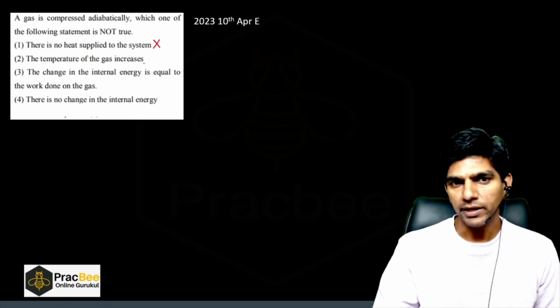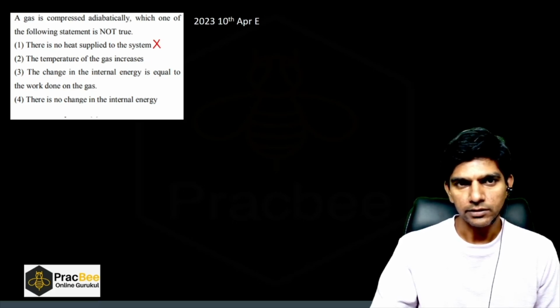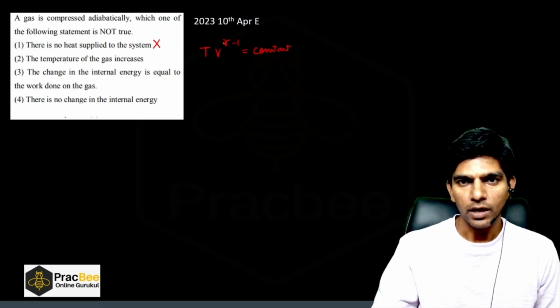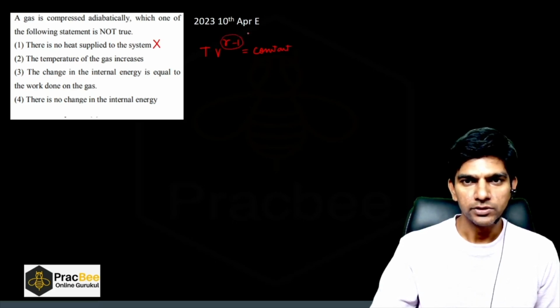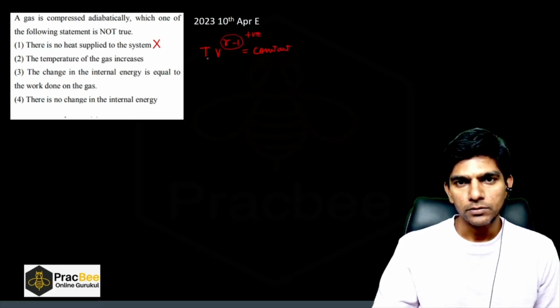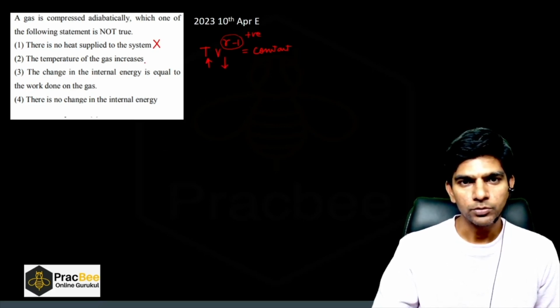The temperature of the gas increases. Now let us understand this. The relation between the volume and the temperature is T V raised to power gamma minus 1 is constant. Now gamma minus 1, this value is positive. So if volume decreases, then the temperature will increase. So option 2 is again correct. So this is not our answer.